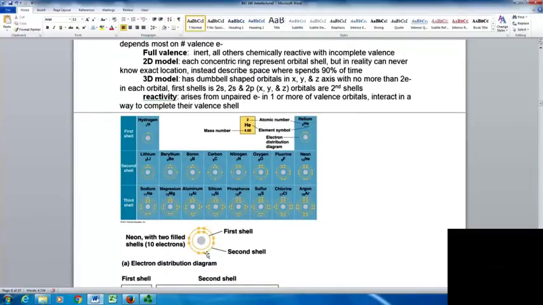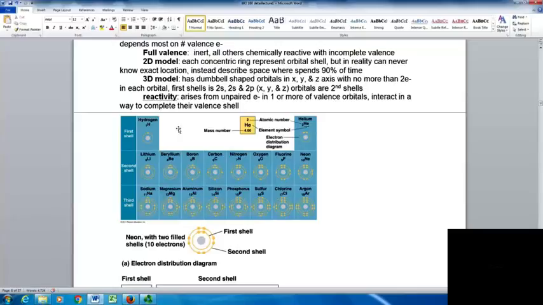The three-dimensional model is going to use these dumbbell-shaped orbitals, and they're going to be in the x, y, and z axis with no more than 2 electrons in each orbital. Here you're going to have your first shell is your 1s, and then next is the 2s, 2p, where we look at the x, y, and z orbitals in the second shell. So we're not going to go into the details of that model in this class. We will save that for chemistry, but that works better when you start to look at the bigger molecules.